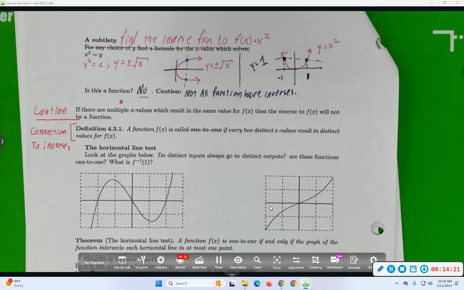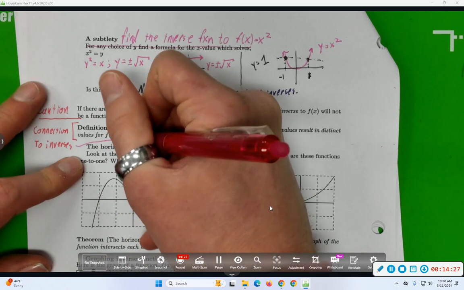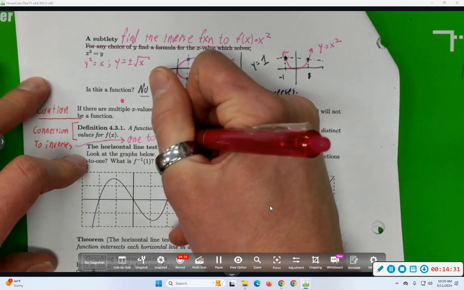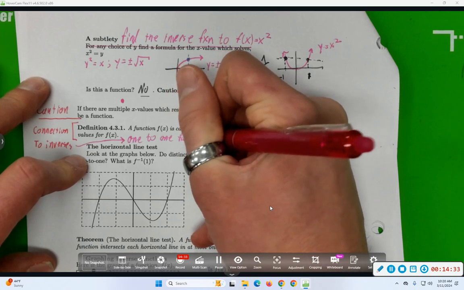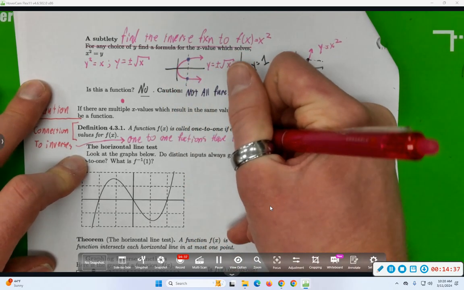So here's the reason to care about that, the connection to inverses. One-to-one functions have inverses.